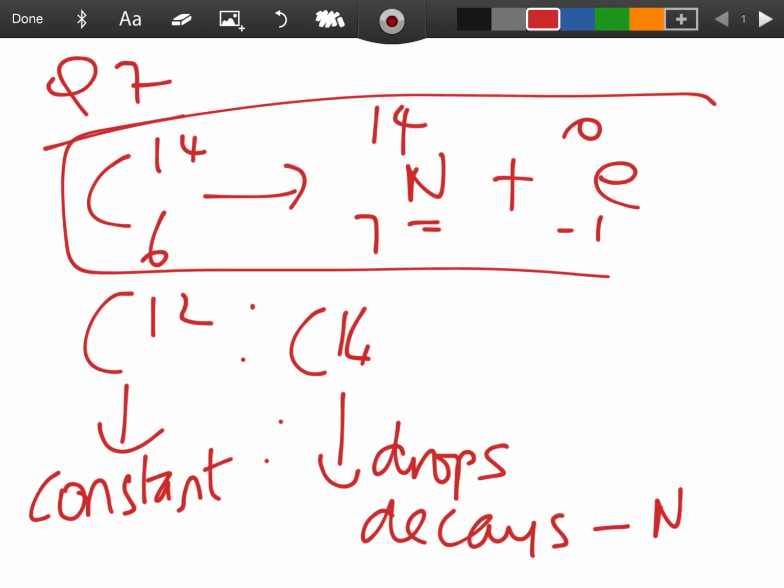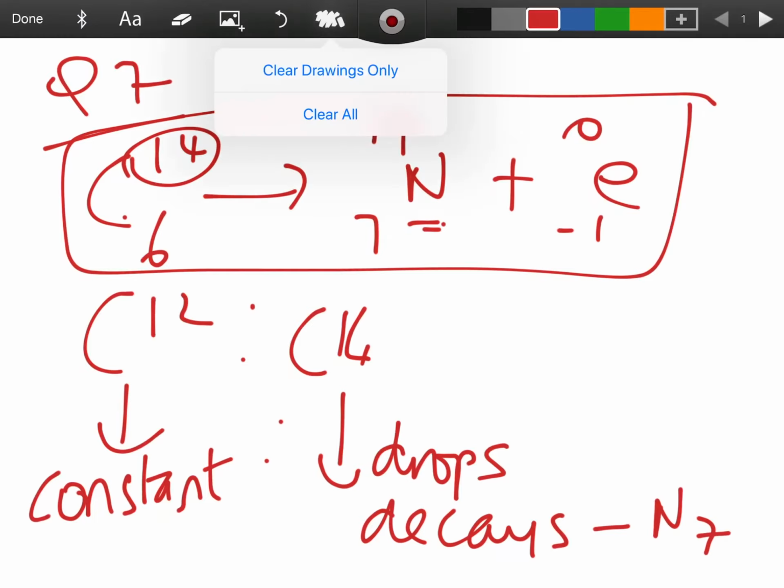Look at it up here. That's what happens, carbon 14 changes to nitrogen. And therefore, when you look at the amount of carbon 14 that's dropped compared to carbon 12, and you take into account the half-life of carbon 14, you can age the artifact. You can see how long it's been dead for.